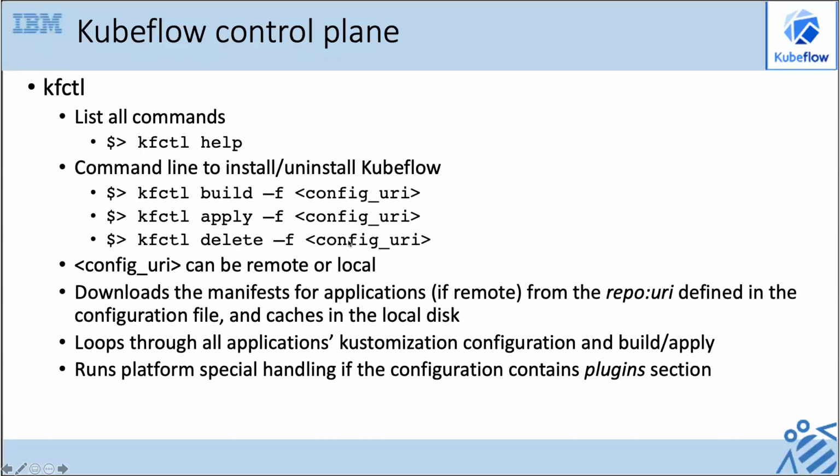And you always need to provide a Kubeflow configuration file as we are talking about. And then the configuration URI can be remote or local. If you want to change the repo's URI, then you can download a file from remote and update it, right? And then later on, what kfctl does is that it downloads the manifests either from an archive, from a remote, or from your local directory, or from branches, and then builds a cache on your local disk. It's the directory where you actually apply or build the application, and then you loop through all the applications' kustomization configuration, and then build or apply to generate the final resource files and so on. And the last thing is it runs the special handling if the configuration contains a plugin section.